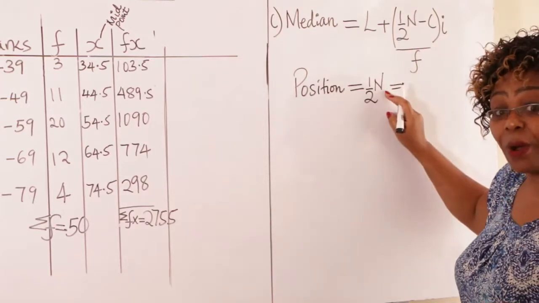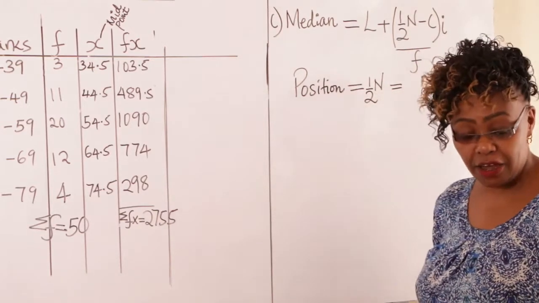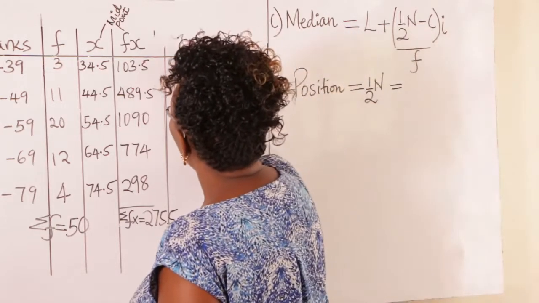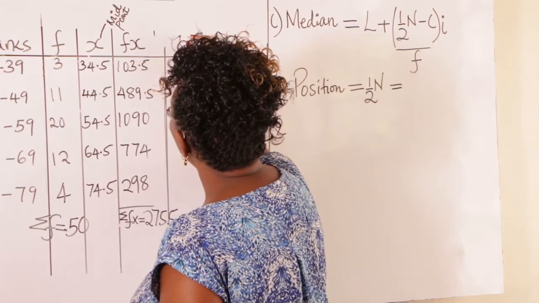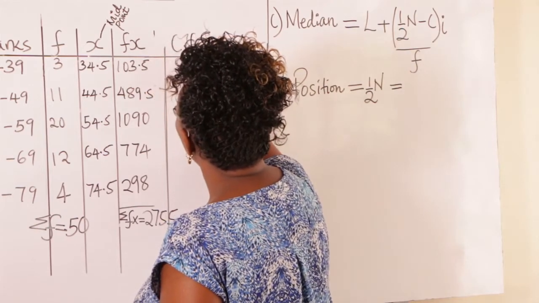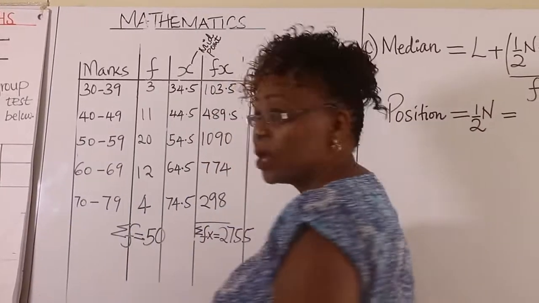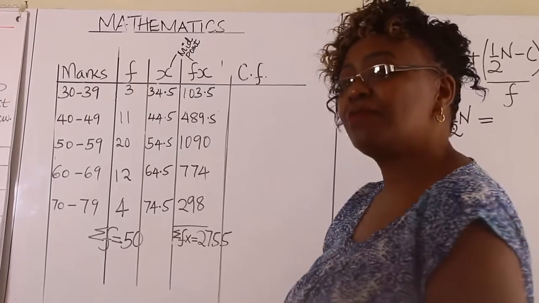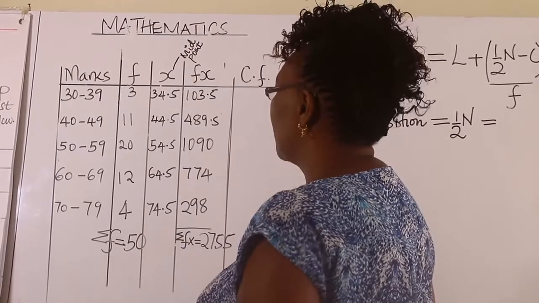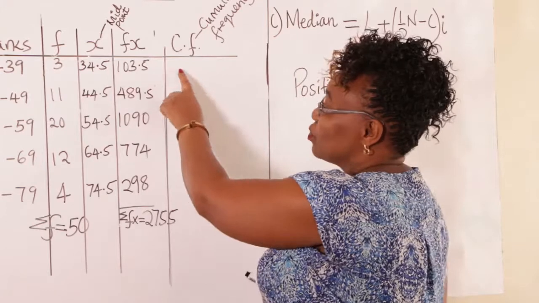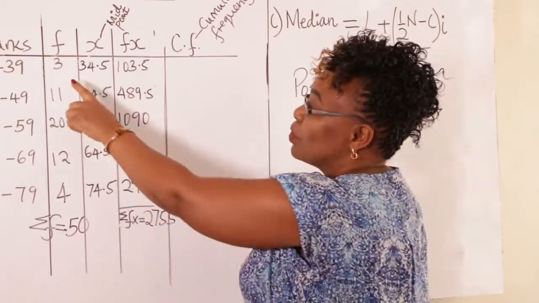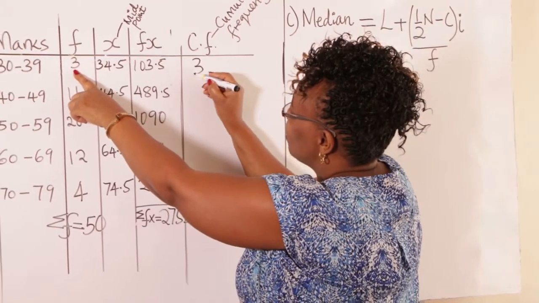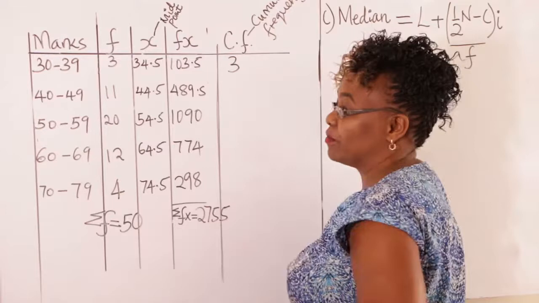So learner, how do we get the n? To get the n, you go to your table and you add a column for what we call cumulative frequency. How do you get the cumulative frequency column, learner? You come to your frequency column. This is 3, you write the first value of the frequency there.